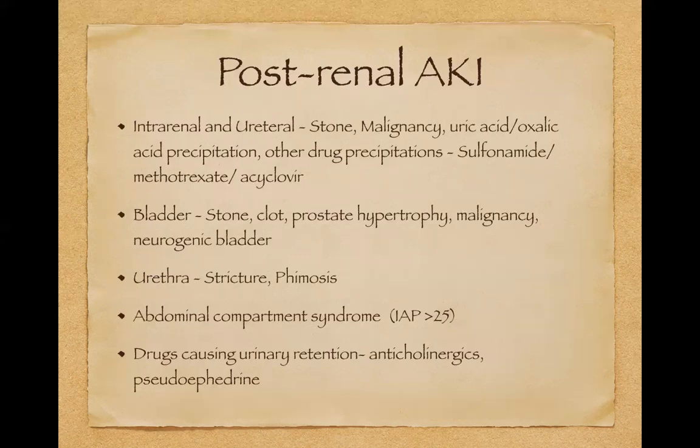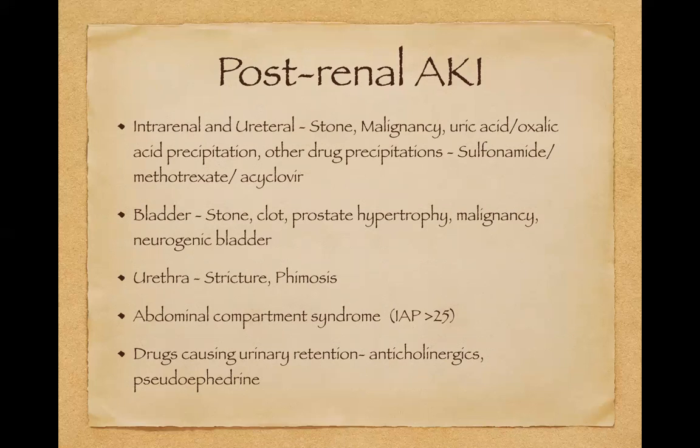So anything that causes an obstruction, which you can actually categorize by the level of where the obstruction is. So you get obstruction in your intrarenal and ureteral places. So you get your stones, malignancies, you even get precipitations of certain substances and drugs, such as uric acid and oxalic acid, which you find in ethylene glycol poisoning, and your drugs being sulfonamide, methotrexate, and acyclovir.